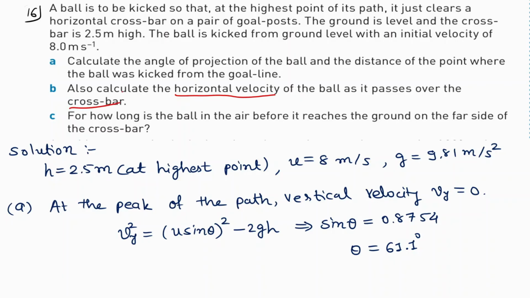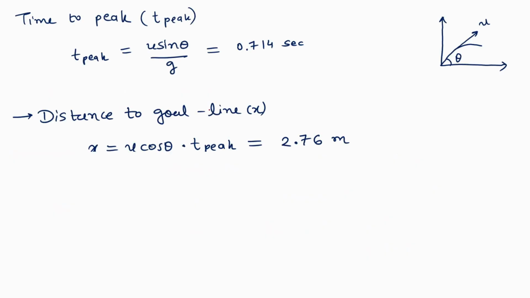Now question B says also calculate the horizontal velocity Vx of the ball as it passes over the crossbar. So we need to find the peak time required to reach the peak, which is u sine theta upon g, and we know g, u, and theta. We got the answer 0.714 second. It means the time required to gain this distance, the peak position. Now the distance to the goal line is u cos theta into t peak, and we got the answer of 2.76.